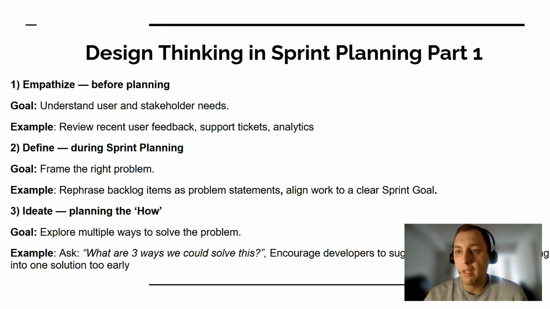On the next step, we're going to do the planning of the how, right? So we need to have multiple options for how to actually make this problem go away, right? So then, for example, we can ask ourselves what are the three ways we can solve it, and the developers are going to suggest alternatives and so on. They can always, during the sprint, come to the product owner and ask what we can do differently. Obviously, the product owner is always going to be open to new ideas and so on.